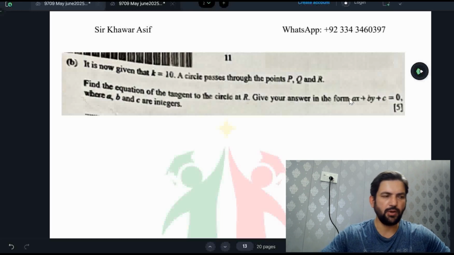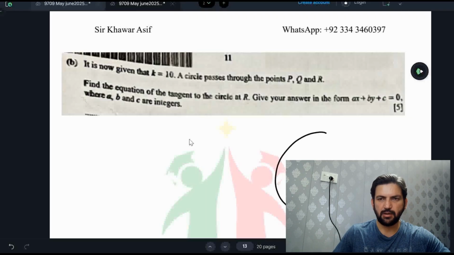Okay, now they are saying that this one is a circle and we know that this point is R, this point is P, this point is Q. Now they are saying that this angle is 90 degrees. Now find the equation of the tangent at R. So this line should be the tangent line. We need to find out the equation for this line.